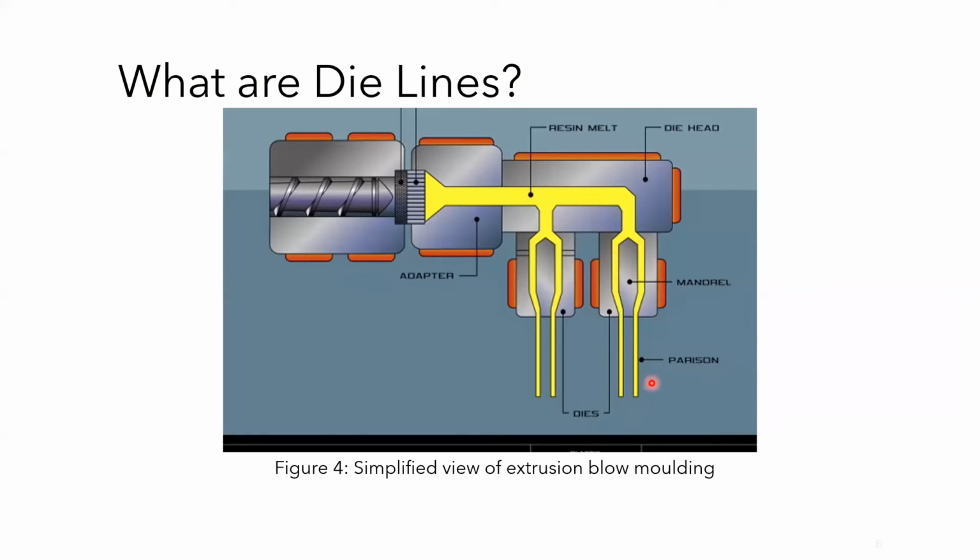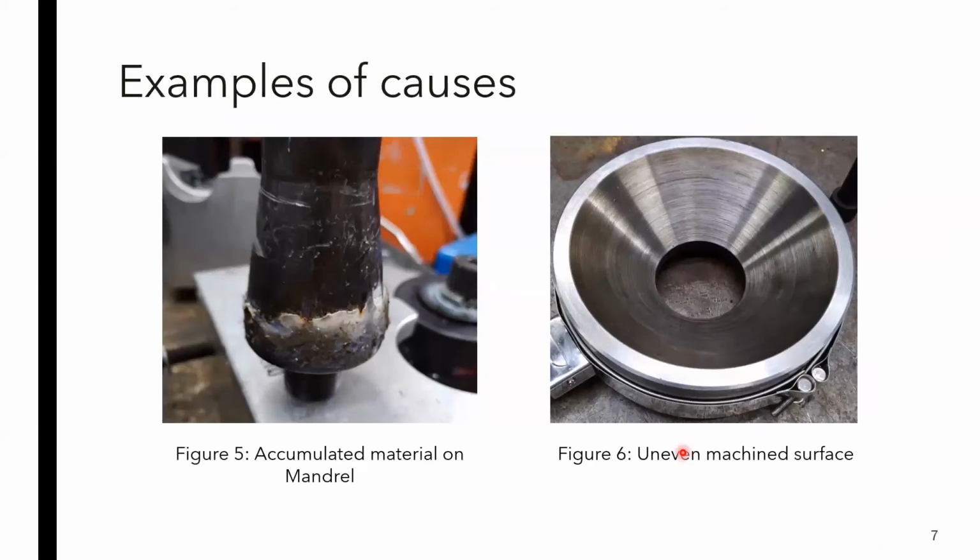So the mandrel and the dye is this part right here. This is where the plastic gets pushed through. And right here is where you could have foreign material or plastic buildup that will actually cause those dye lines to appear. And this is a really bad case of it, where we had a lot of material built up on a mandrel, and this uneven machine surface caused some problems too. And I think this is not cheap to replace.